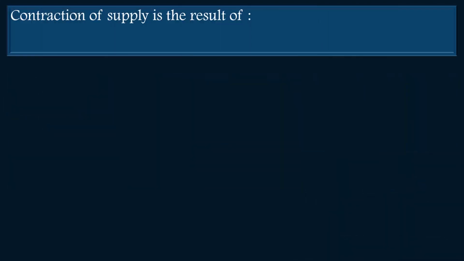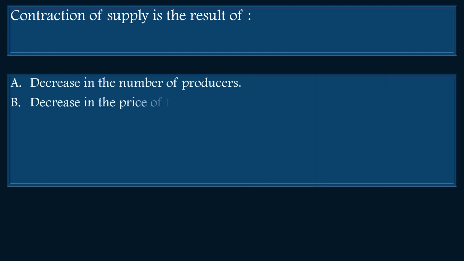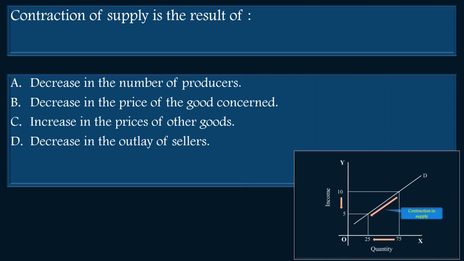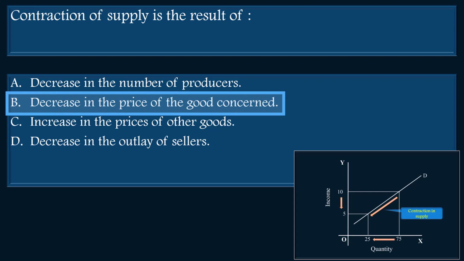10th question. Contraction of supply is the result of, options: A. Decrease in the number of producers, B. Decrease in the price of the good concerned, C. Increase in the prices of other goods, D. Decrease in the outlay of sellers. Contraction in supply is always caused by a fall in the price of the good concerned. Producer moves down along the supply curve, producing less. Option B is the correct answer.